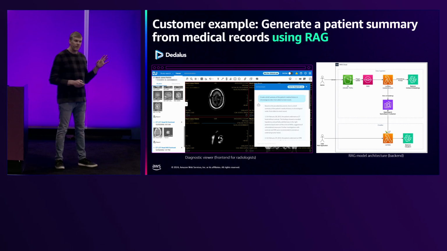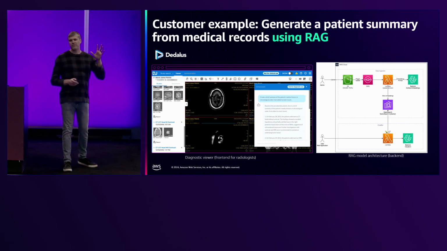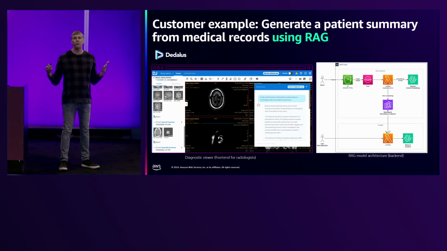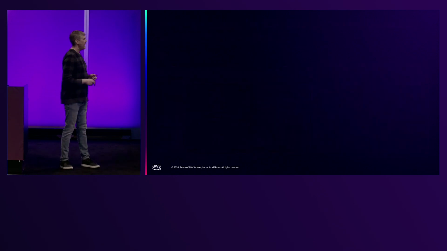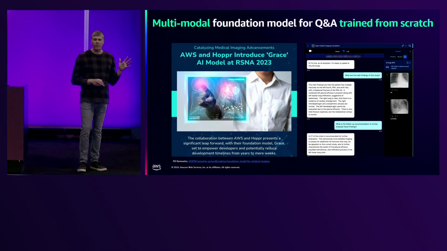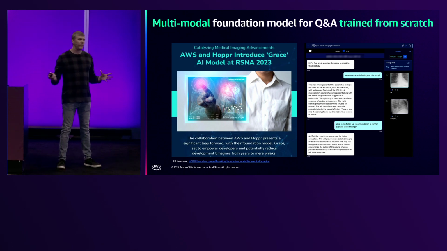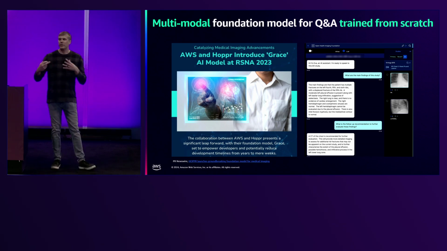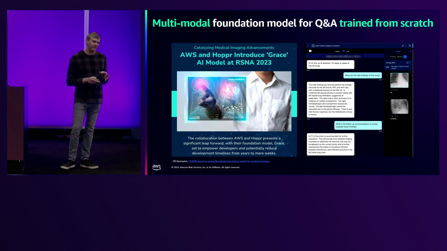Now, I mentioned you could do prompt engineering, you can do RAG, or on AWS, you can also build your own LLM from the ground up. And in this next example, Hopper actually did that. They took all of their medical images, and they built their own model from the ground up on AWS. What I find really cool about this is they can actually ask questions about the image itself.